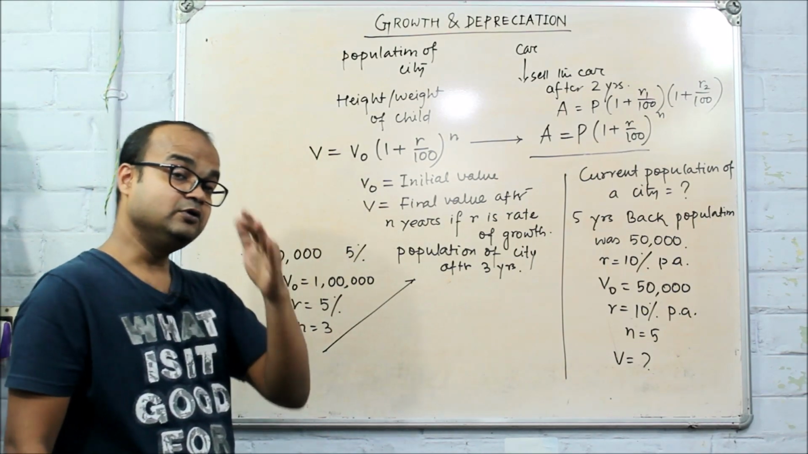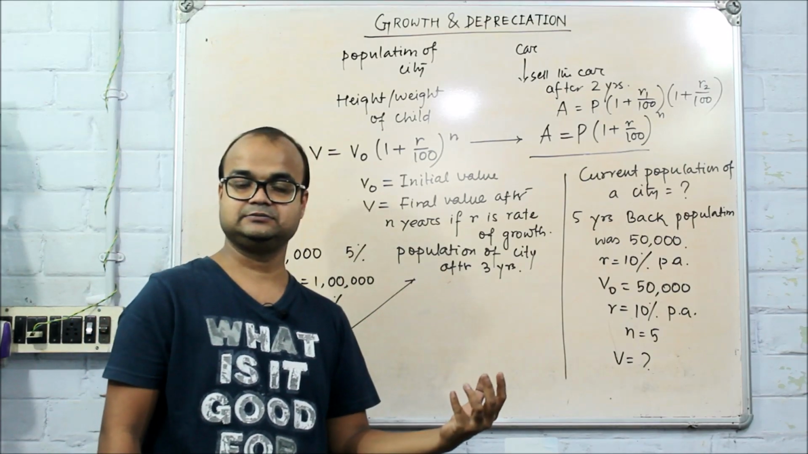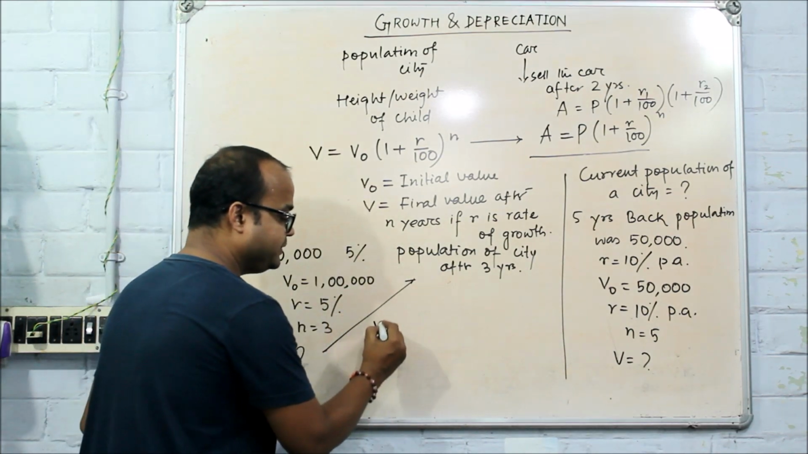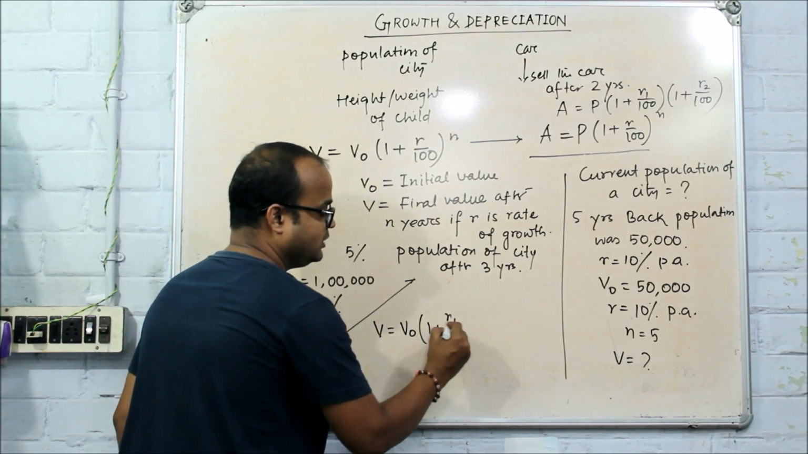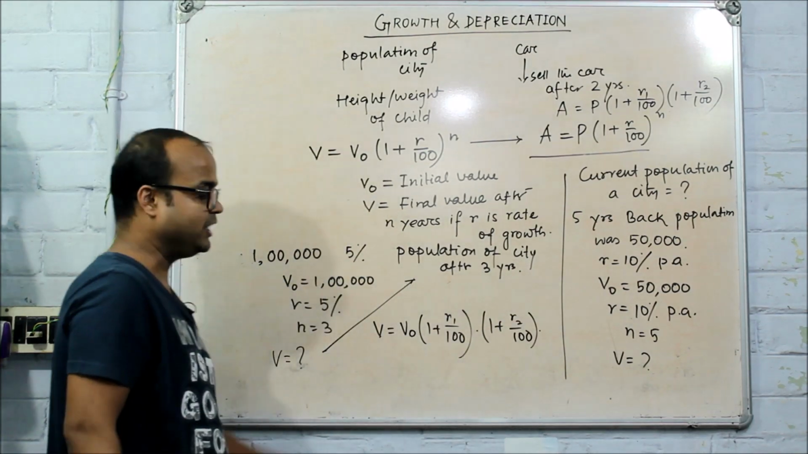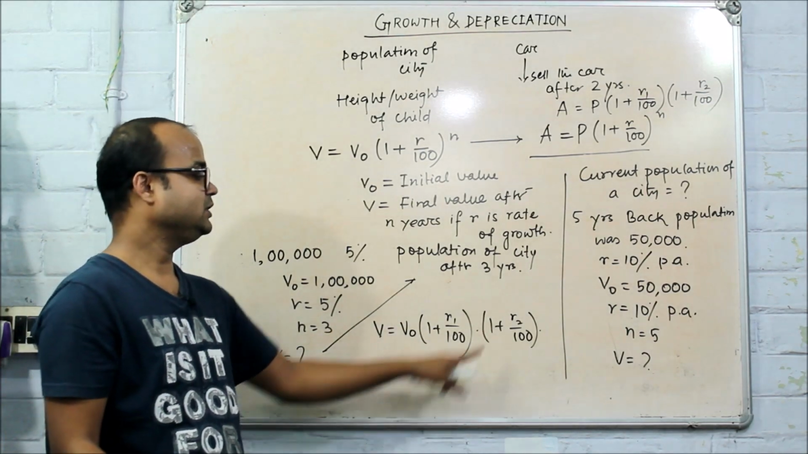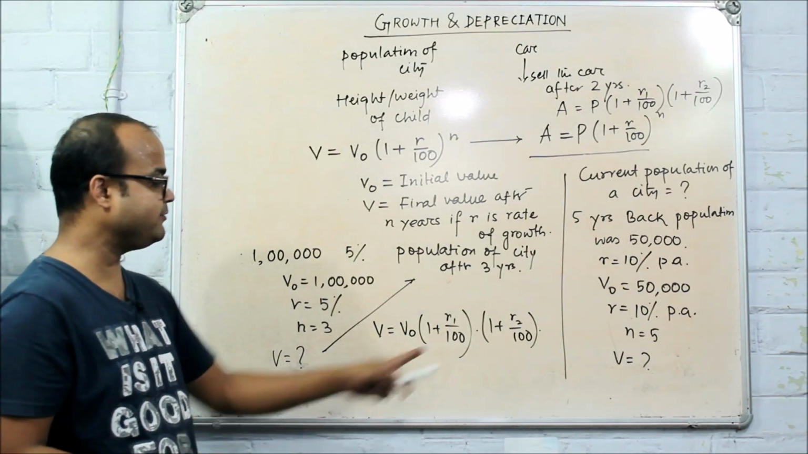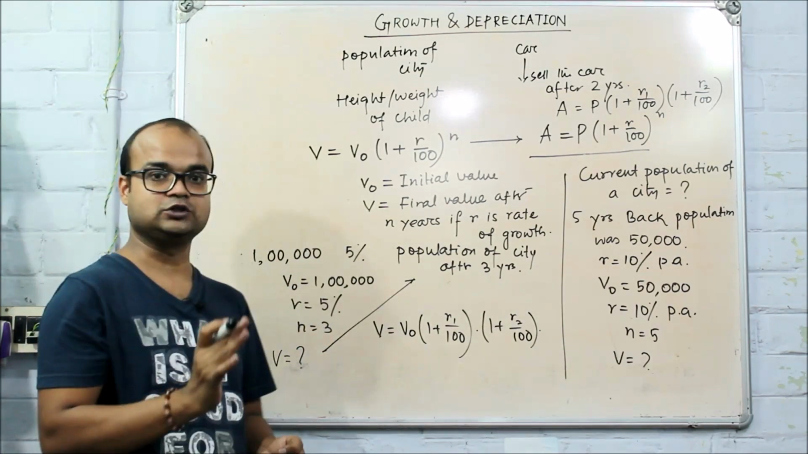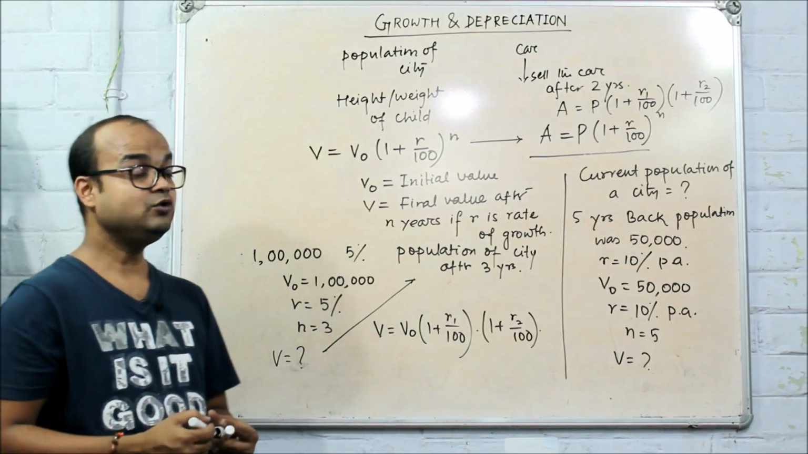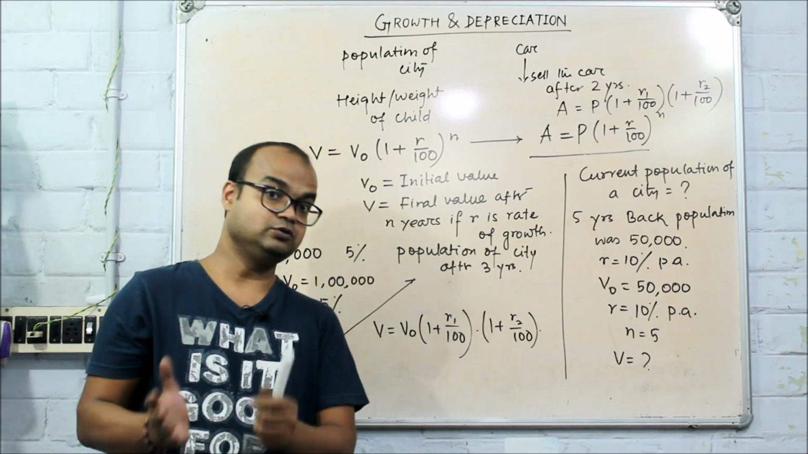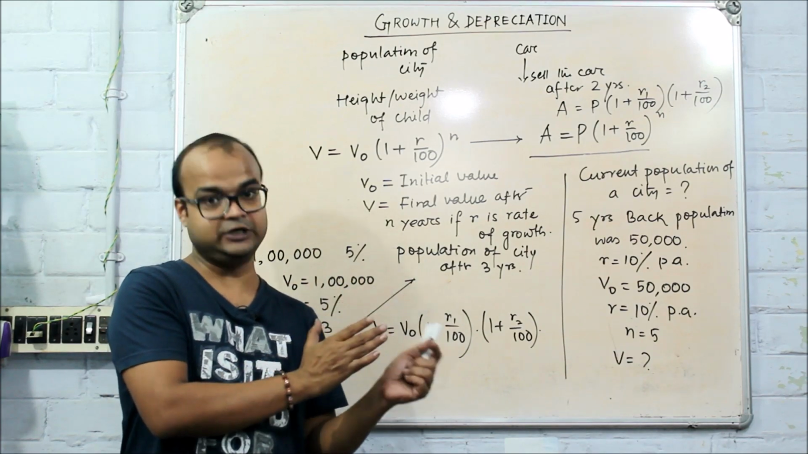Same way, if the rate of growth is different for different years, we write the formula V is equal to V0 into 1 plus R1 by 100 into 1 plus R2 by 100, and so on, where R1 is the growth at the first year, R2 is the growth at the second year. If a third year is given, then we need to multiply with another factor, 1 plus R3 by 100. So this is all about growth and how we are going to apply the formula, and how we are comparing with the formula of amount, what we learned in the chapter of compound interest.